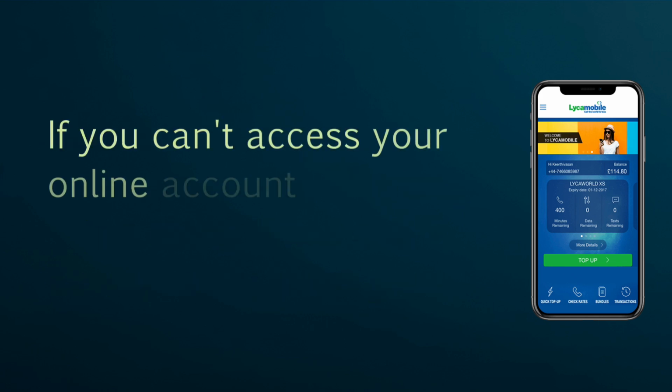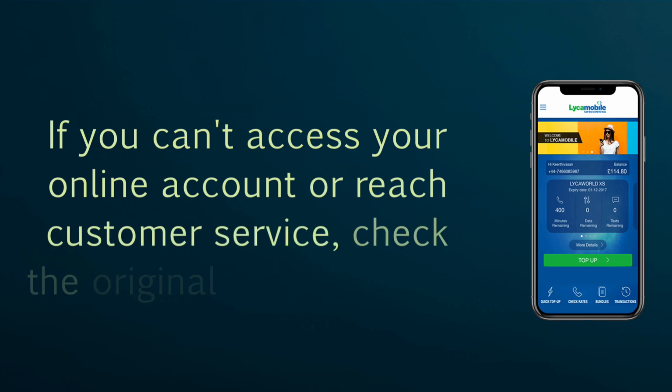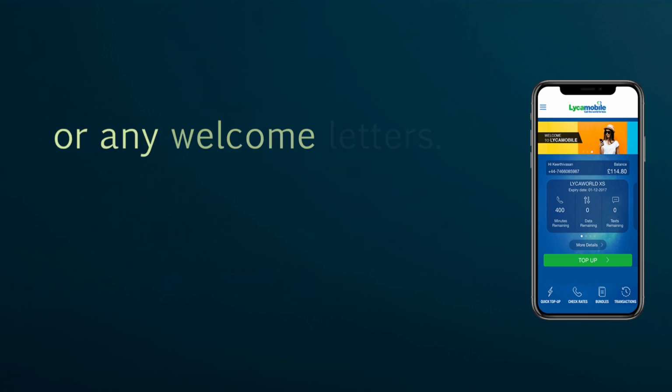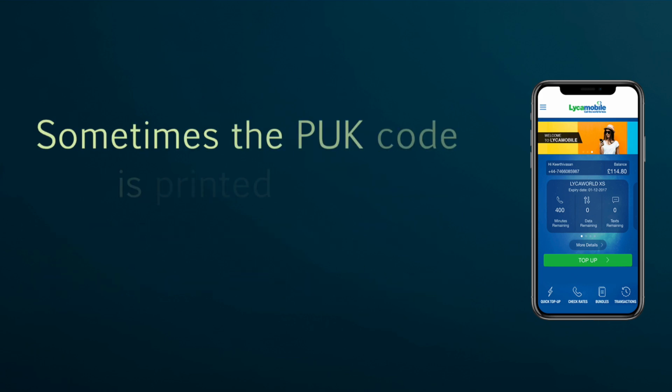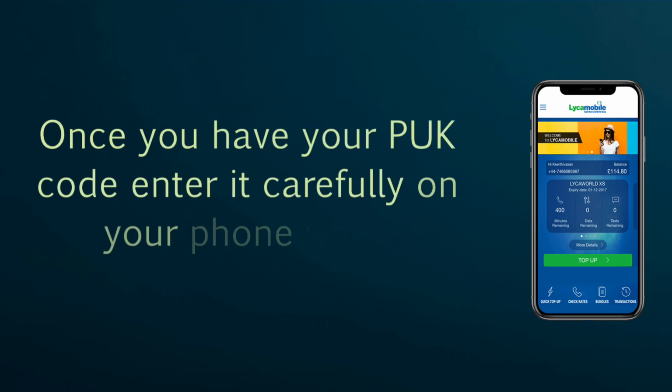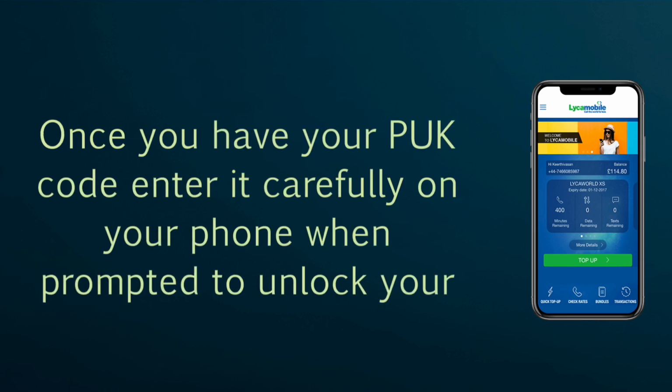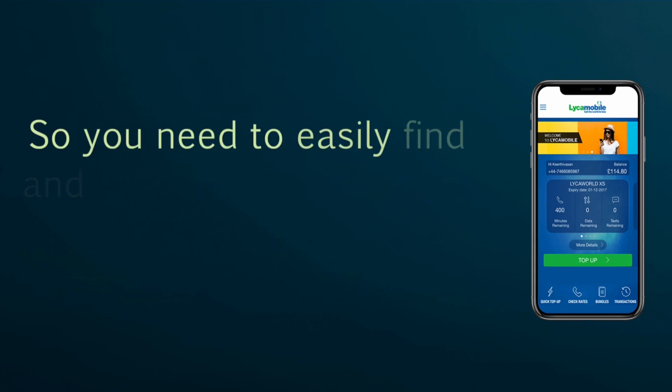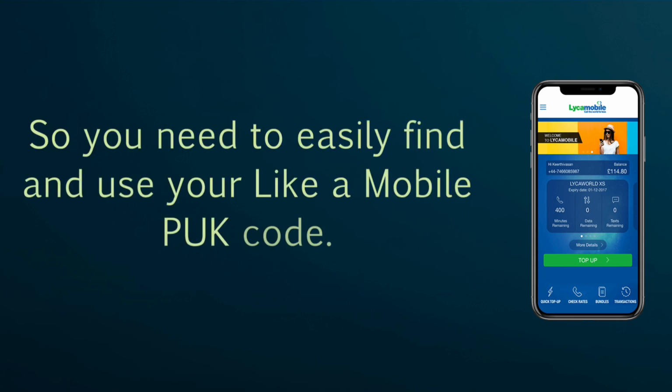If you can't access your online account or reach customer service, check the original SIM packaging or any welcome letters. Sometimes the PUK code is printed there. Once you have your PUK code, enter it carefully on your phone when prompted to unlock your SIM. That's all you need to easily find and use your Lycamobile PUK code.